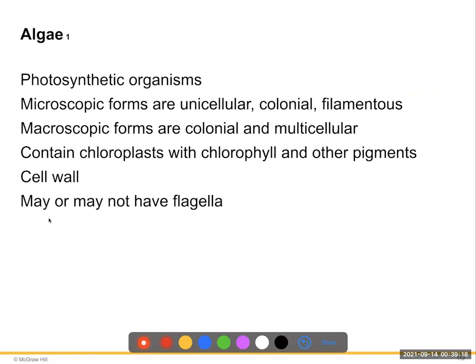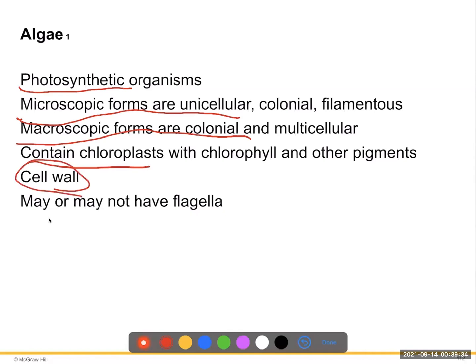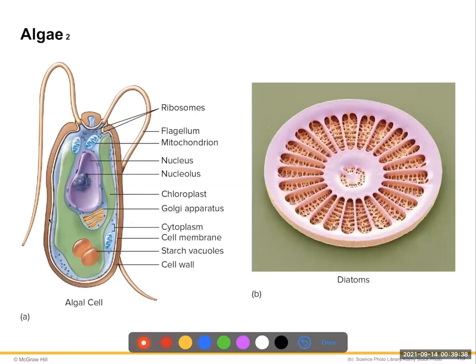So algae are photosynthetic. Microscopic forms are unicellular, macroscopic forms are colonial and multicellular. They contain chloroplast and chlorophyll. They have a cell wall and may or may not have flagellum. So this is what they look like. This is an algae. You can see the flagellum, the ribosomes, the mitochondria, the nucleus, the nucleolus. Remember, this is your nucleolus, the dark spot here.